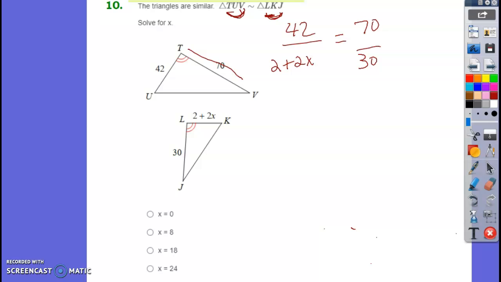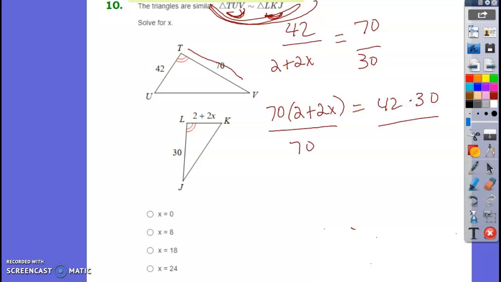Now that I've got my proportion, using the names, and that's important, and I use the figures to get the values of the lengths of the sides. Now I'm going to cross multiply and divide. So 70 times 2 plus 2x equals 42 times 30. I'm going to go ahead and divide by 70 first and rewrite this as 2 plus 2x equals, I'm going to use my calculator, 42 times 30, and then divide by 70, I get 18.